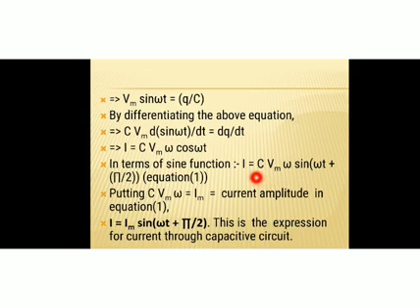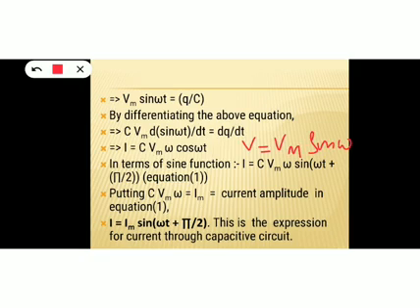Again here we need to do one substitution. Instead of C Vm omega, you can substitute Im. So putting C Vm omega equal to Im in this expression, you will get I equal to Im sine omega t plus pi by 2. So this is the expression for current through the capacitive circuit. Our voltage is V equal to Vm sine omega t, and our current is I equal to Im sine omega t plus pi by 2.